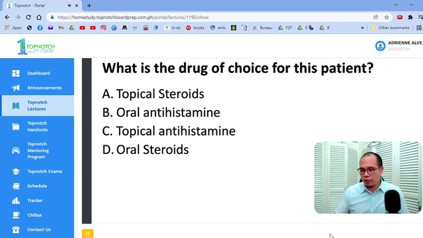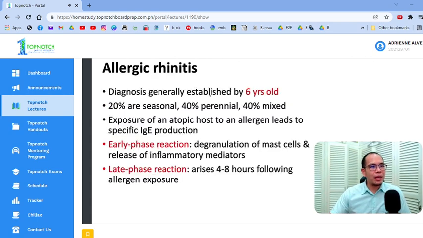So the drug of choice for allergic rhinitis would be your topical, your intranasal steroids. Okay? Lalo na pag persistent to severe yan. Okay? Persistent, moderate to severe. Okay? So allergic rhinitis is a disease of your nose, okay? Wherein the mucosal lining of your nose is sensitive to your allergens, to your triggers, and it becomes inflamed.